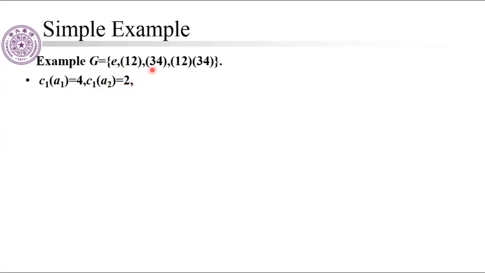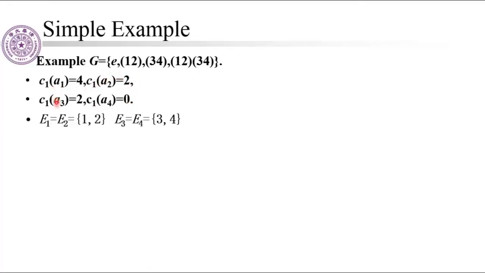Corresponding to A3, the number of 1-order cycles is 2. Corresponding to 4, there are 0 1-order cycles. We will realize that within this example, E1 is equal to E2, which contains elements 1 and 2. 3 and 4 have the same equivalence class, which is this set of 3 and 4.